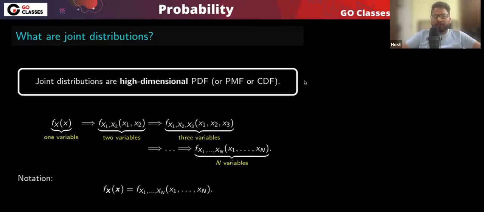So what is a joint distribution? Basically, if we define the distribution for more than one variable, for example, this is just one variable, but you can define the distribution for more than one variable, right? This is called joint distribution. For example, two variables, three variables, and so on. Okay, so let's see some examples.